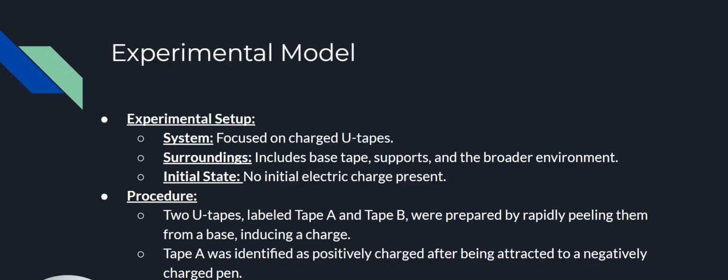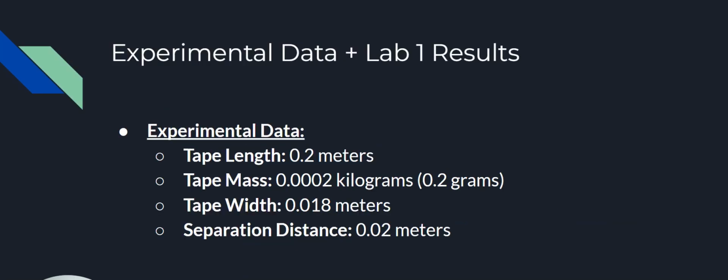For the procedure, we have two U-tapes, A and B, prepared by rapidly peeling them from a base to create charge. Tape A was positively charged after being attracted to a negatively charged pen, and tape B was suspended between two rulers. When you move tape A near it, tape B levitates from repulsion because of like charges. Then the separation between A and B was recorded.